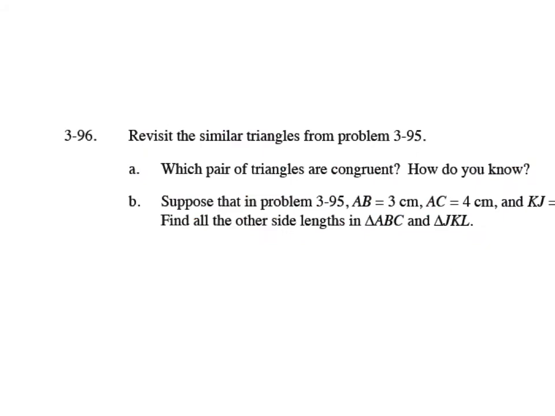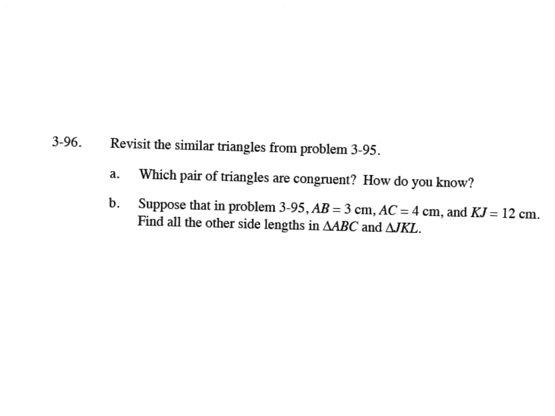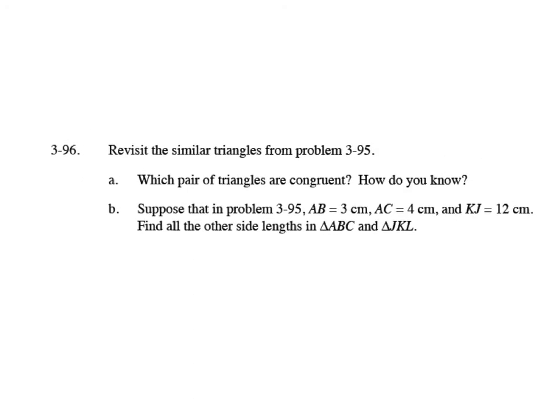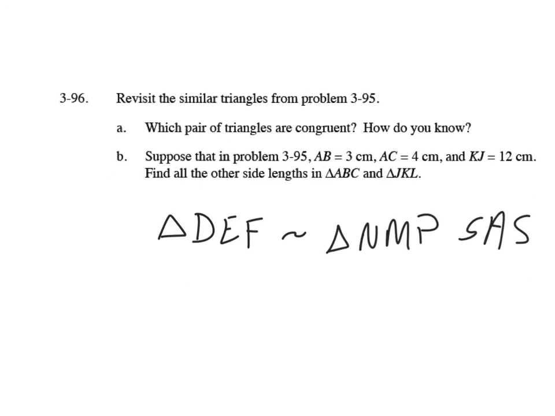In problem number 96, not a whole lot to look at here. I'm only going to look at part A. It says, which pair of triangles are congruent, and how do you know? And if you look back to problem number 95, you should be able to notice that, I think we said triangle DEF was similar to triangle NMP, and we said by side angle side. And there's something that we can actually conclude even more than that. These triangles are not necessarily just similar, but they are actually indeed congruent to one another.